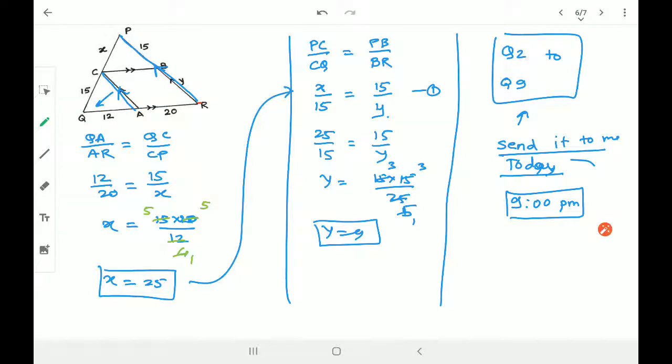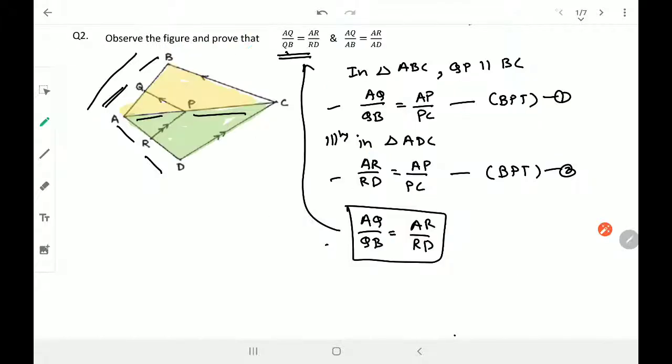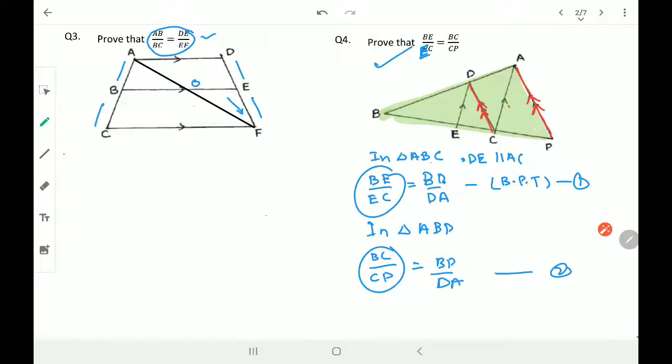Hoping you all have got the PDF. Look at the PDF and complete these questions. There is one rectification in the question number, just a minute, third question, fourth question, sorry. In the fourth question, there is a mistake in the question itself, so you can rectify it using this particular sheet.